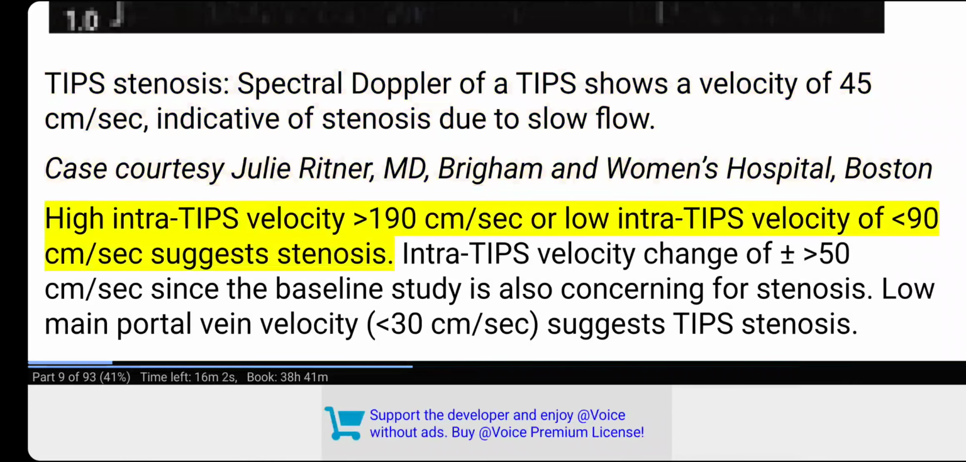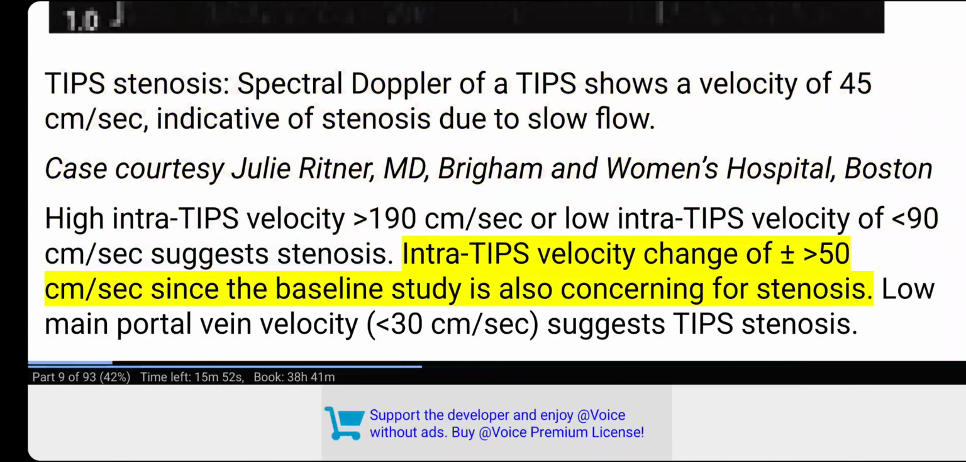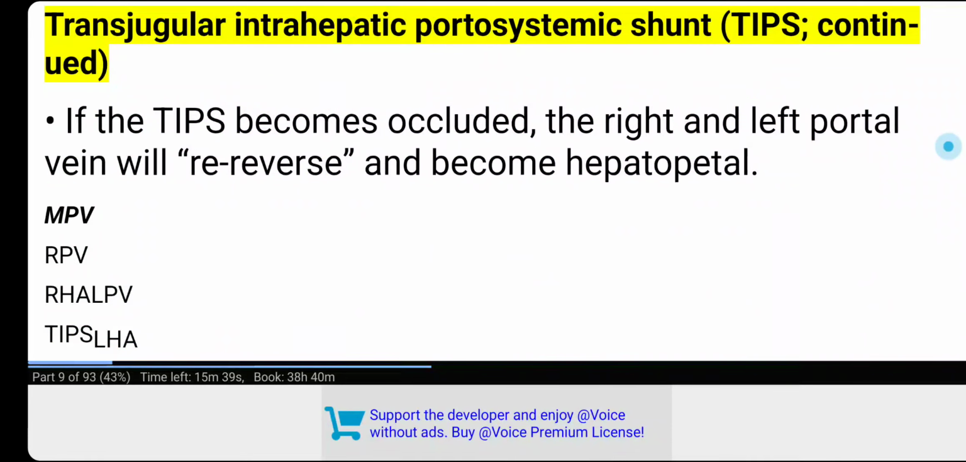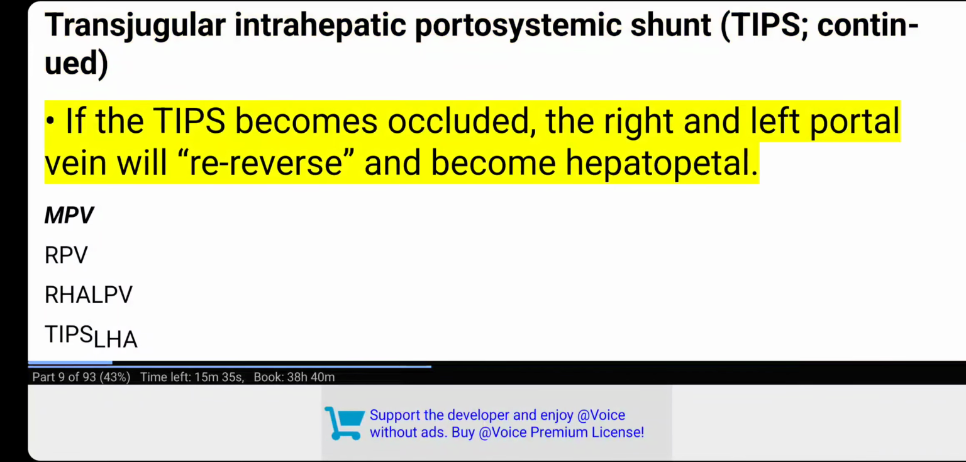High intra-TIPS velocity greater than 190 cm/sec or low intra-TIPS velocity of less than 90 cm/sec suggests stenosis. Intra-TIPS velocity change of plus or minus greater than 50 cm/sec since the baseline study is also concerning for stenosis. Low main portal vein velocity, less than 30 cm/sec, suggests TIPS stenosis. Transjugular intrahepatic portosystemic shunt, TIPS, continued. If the TIPS becomes occluded, the right and left portal veins will reverse and become hepatopedal.